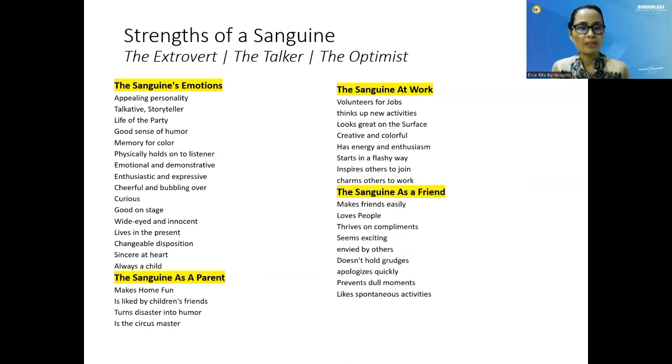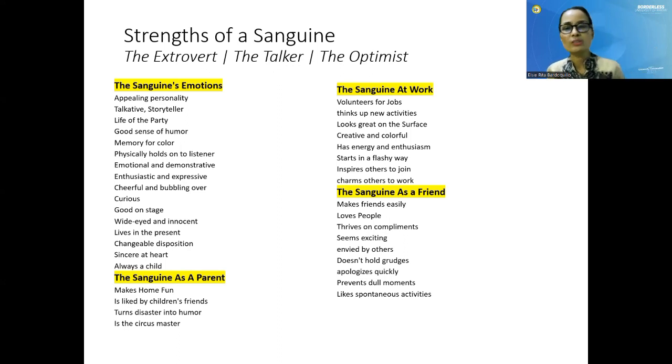The sanguine as a parent, they mix in fun. Siguro pagpalit ng mga dekorasyon, so pagka talikod mo, bago ang kortina. Pag alis mo, pag bago na naman yung kortina. Bago na naman yung ayos ng bahay. Anyway, so mixes home fun like by children's friends, no? So mahilig siya sa mga bata. Turns disaster into humor. Wow, ang ganda naman itong kasama.